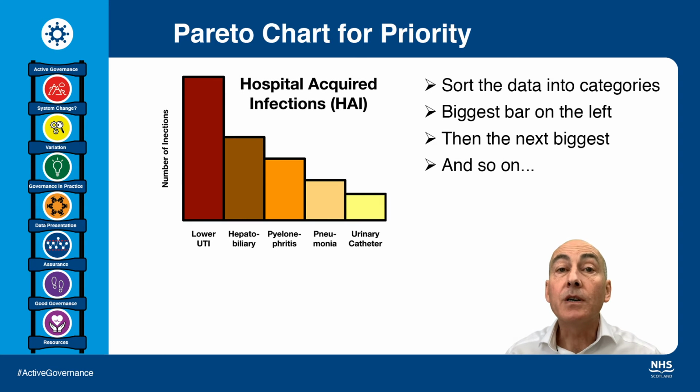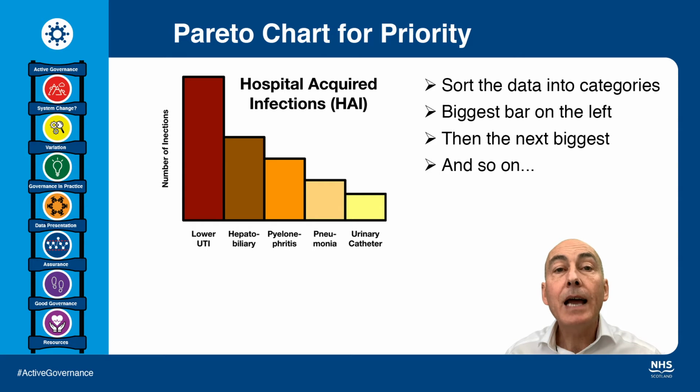The Pareto chart, as we said, is great for prioritization. All you do is break your data into categories and then line up the biggest bar on the left, then the next biggest, and so on. And the one on the left is obviously priority.